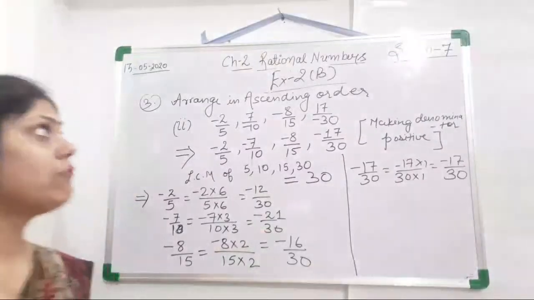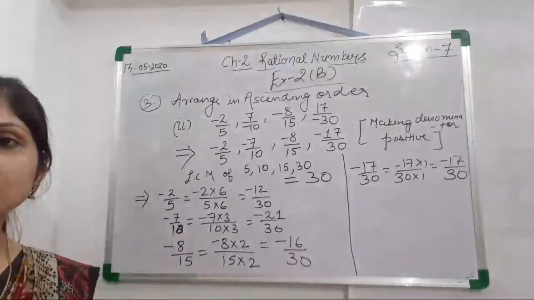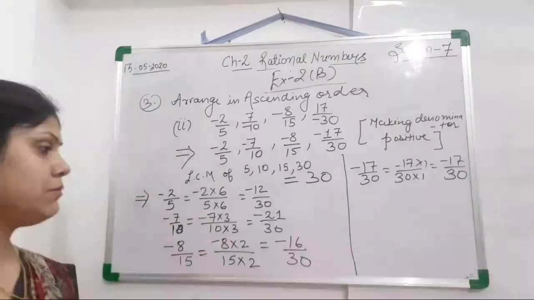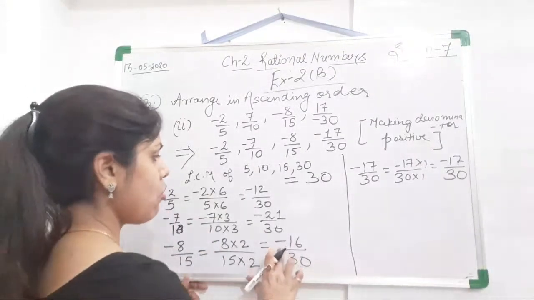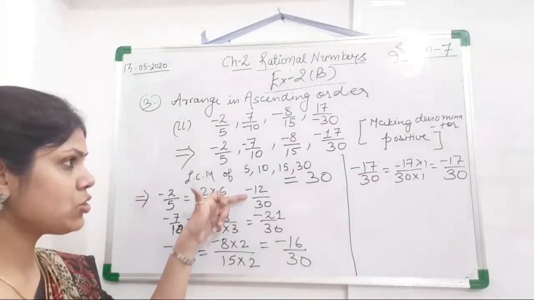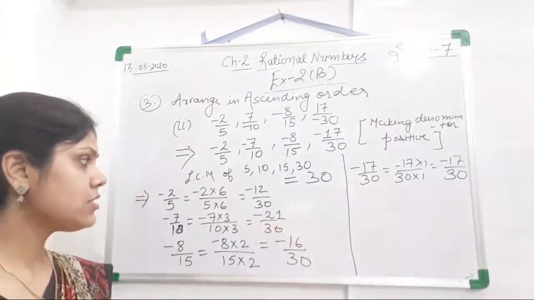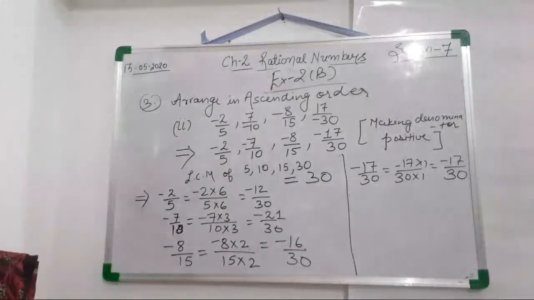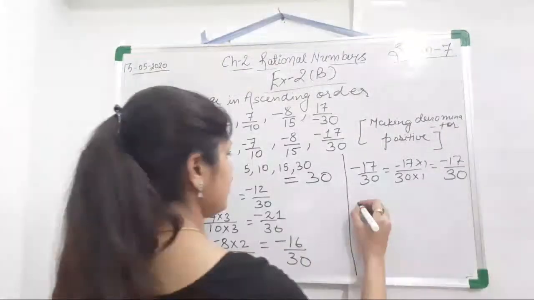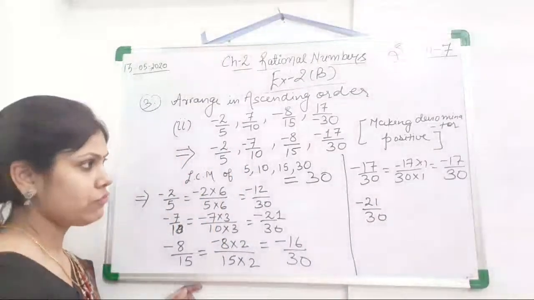So we have to write in ascending order. What is the meaning of ascending order? That means from smaller to bigger. That means, which one is the smallest one here? You can see minus 21, minus 12, minus 16 and minus 17. In this, minus 21 will be the smallest one. Minus 21 upon 30. Then what will come?